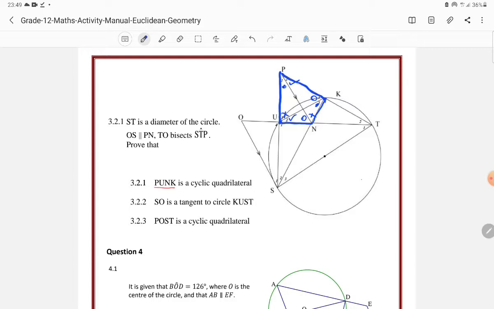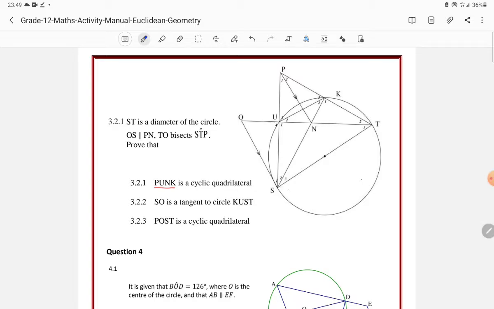Or maybe if you have the information for the opposite angles of this quadrilateral, if they are supplementary, then this is going to be a cyclic quadrilateral. So what is it that we have now? If you want to give it a try, you can pause the video. Otherwise, if you want to go with me, let's begin.